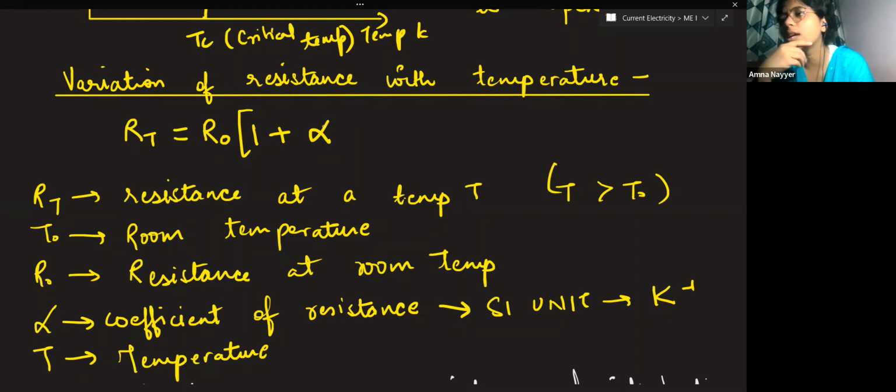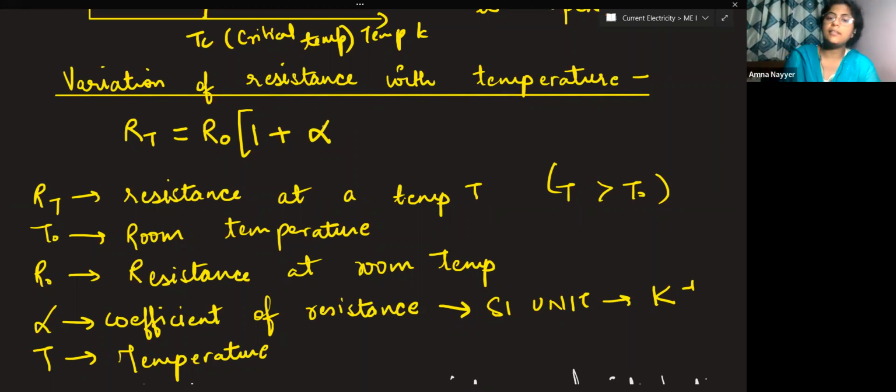For example, for steel, the coefficient of resistance will be different. For tungsten, the value of coefficient of resistance will be different. For copper, the value will be different. It's a material dependent property. So alpha is the coefficient of resistance. SI unit is what? Kelvin inverse. Whatever is the SI unit that you've studied for temperature, it's the opposite of it.